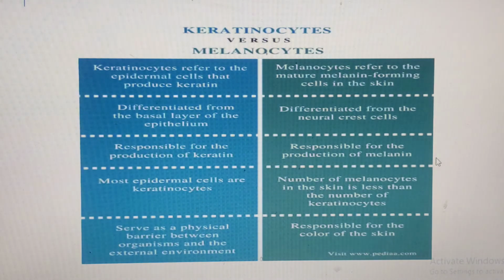We said that about 90%, the majority of the cells that we find in what we call the epidermis, are keratinocytes, with very few melanocytes in the basal layer. Keratinocytes will be producing keratin, while melanocytes will be producing melanin.